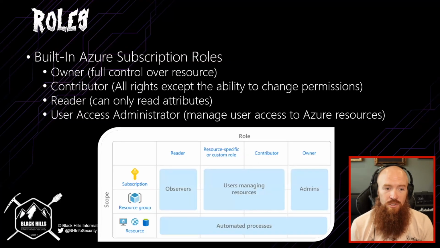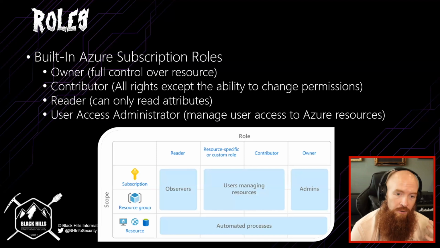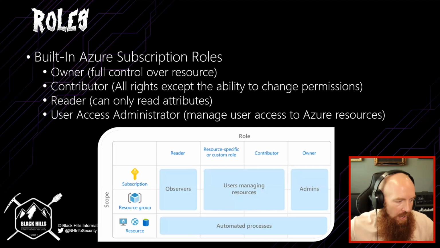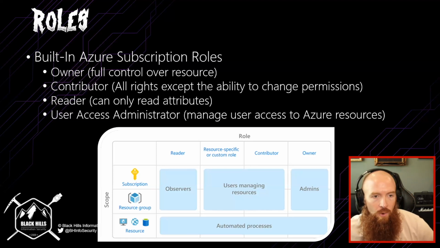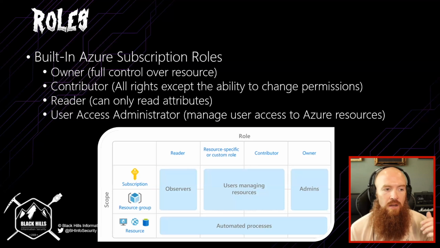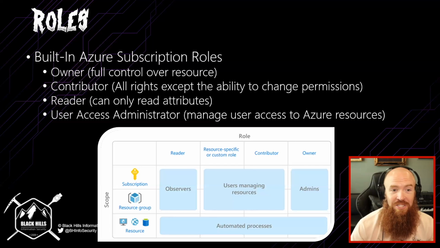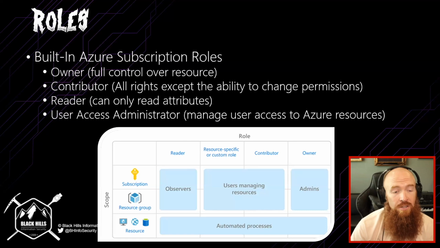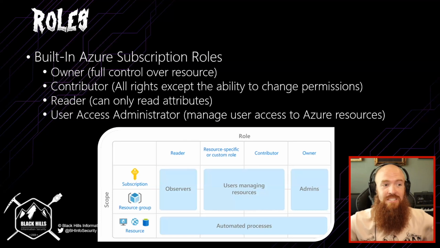In addition to that, you also have built-in roles that provide a level of access control that can give certain users certain levels of access. There's a couple hundred default ones as well. So in this case, I listed 4 here because these are some of the more common ones. Owner can do pretty much anything on a subscription. Contributor can do everything an owner can do, except they can't change permissions. You can have readers, user access administrators.